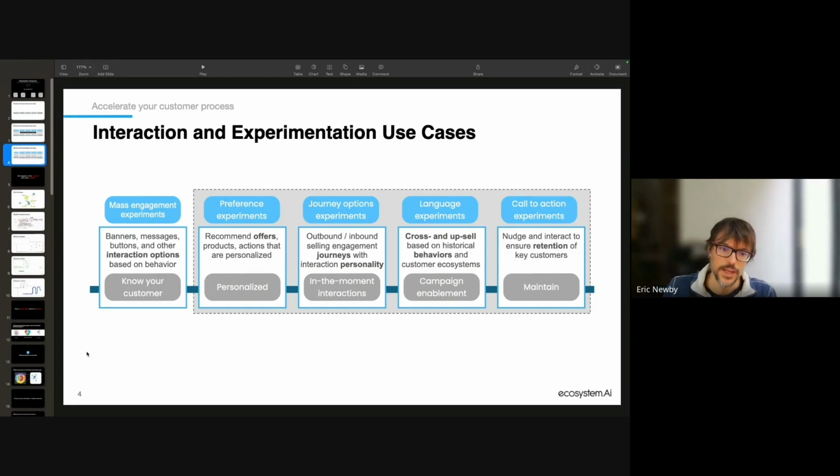So it's everything from your first engagement with your customer, where you're onboarding them and learning about them, or even when you're starting to market to them, before you know too much about them and you're running your mass engagement experiments, to your journey option experiments when you're onboarding them, learning their preferences, understanding how best to talk to them with language, and then maintaining that existing relationship. So it's across the journey, or the life cycle, of how you would engage with your customer.